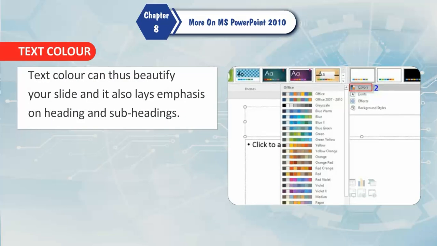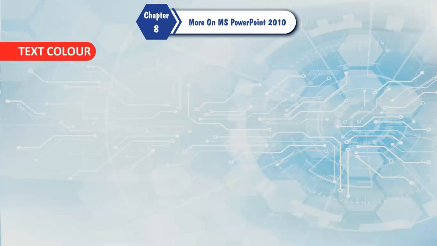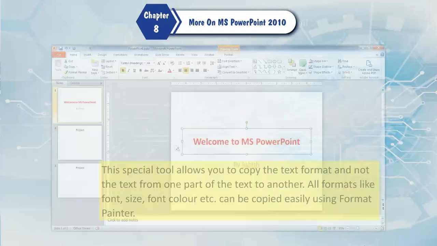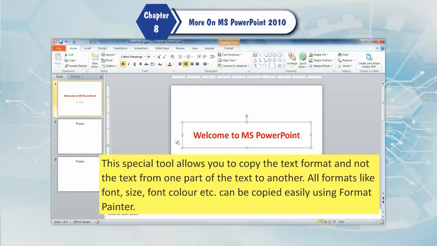Text color can thus beautify your slide and it also lays emphasis on headings and subheadings. Format Painter. This special tool allows you to copy the text format and not the text from one part of the text to another. All formats like font, size, font color, etc. can be copied easily using Format Painter.